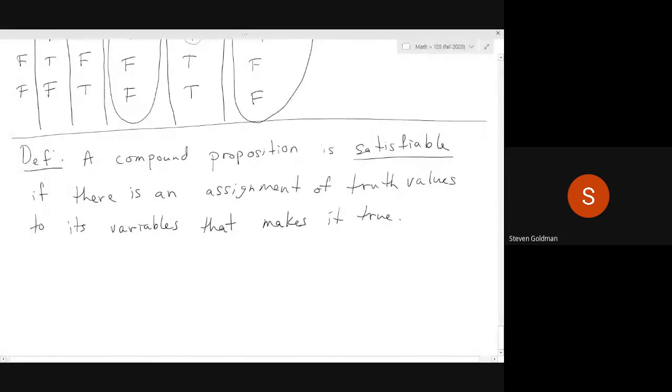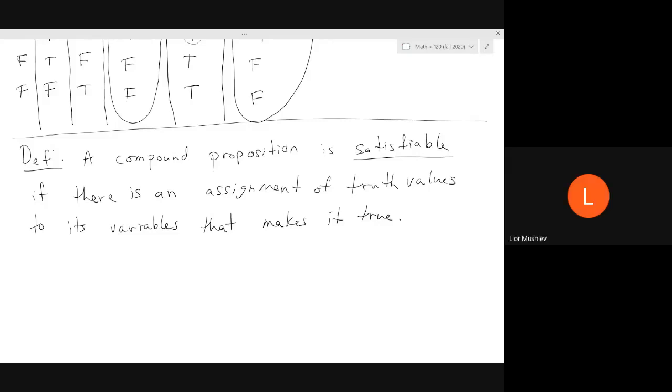Okay, so in other words, if I have some compound proposition and there is at least one situation in which the statement can be true, then that compound proposition is satisfiable. If I have a compound proposition that can never be true, in other words, it's a contradiction, then it is unsatisfiable.